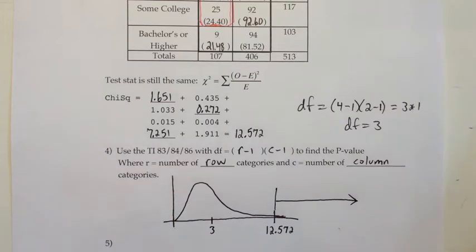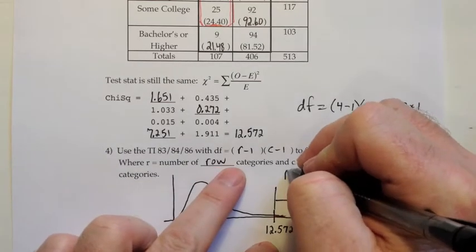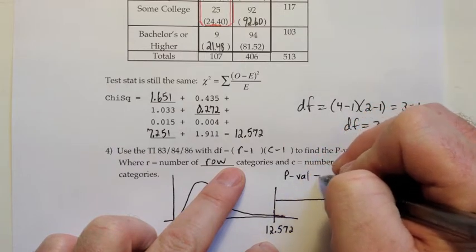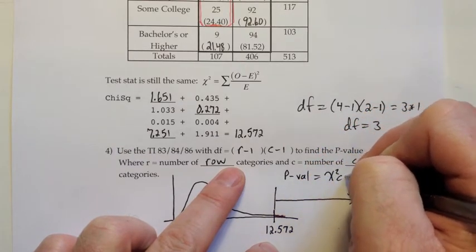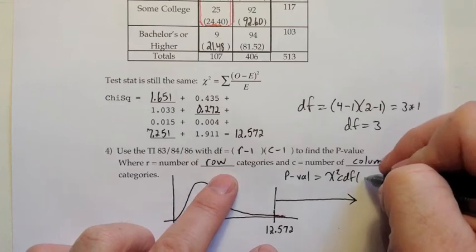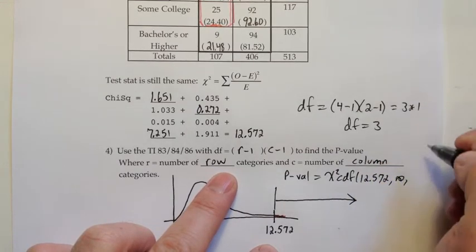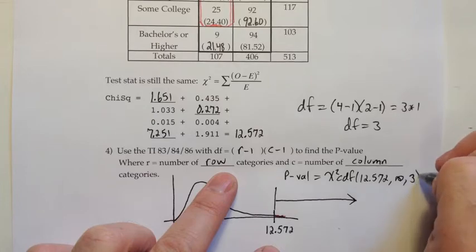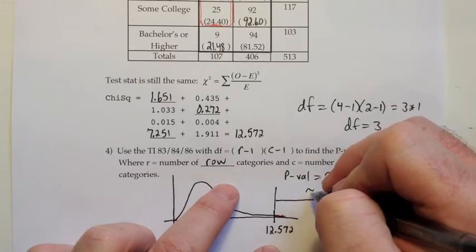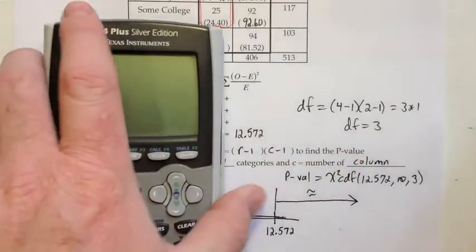Tests of independence, like the goodness of fit tests, are always right-tailed, so the p-value is going to be the area to the right of that test statistic. So I'd get that by doing chi-squared CDF from 12.572 to infinity with 3 degrees of freedom. And going to the calculator, I can get an approximation for that p-value.